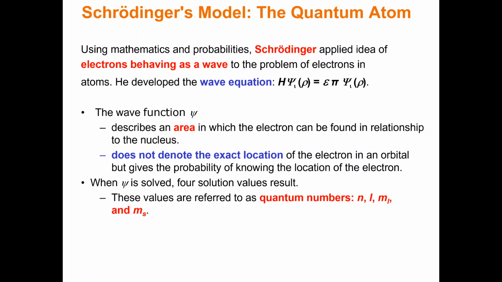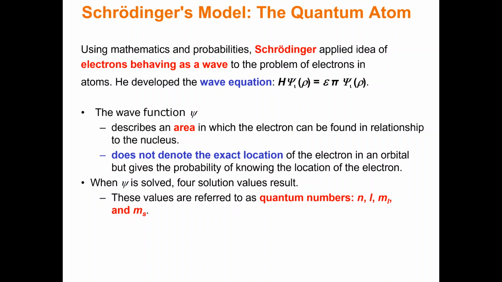So maybe what's a better theory? If the Bohr model isn't complete, what's a more complete model? Well, we can use mathematics and probabilities, and this was done by Schrödinger. He applied the idea of electrons behaving as a wave to the problem of electrons in atoms. So he developed the wave equation, otherwise known as the Schrödinger equation.